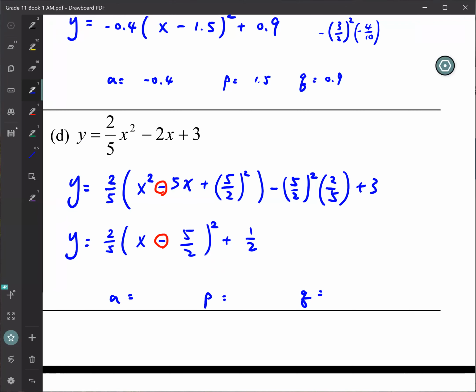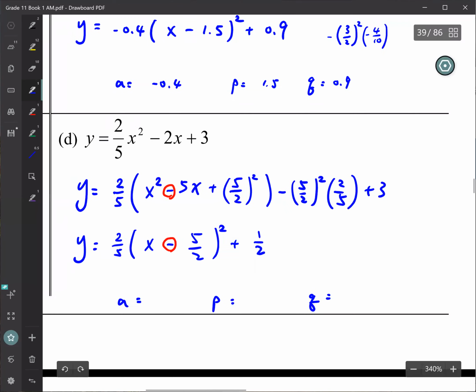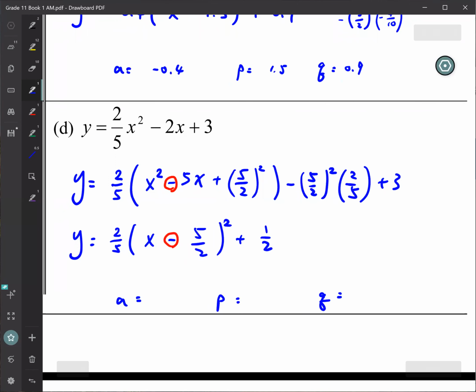Okay, Nathan, do you have 1 over 2 as well? Yeah, I have 1 over 2 as well. Sarah, how about you? Yeah, same thing. You sure? Same. Eric? I have 1/2 as well. Okay. So let's write down the APQ. So A will be 2 over 5, P is 5 over 2, Q is 1 over 2.